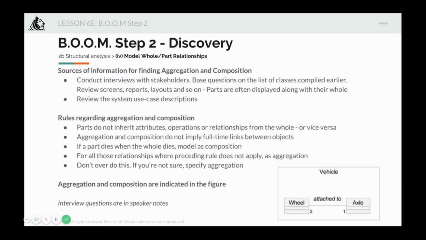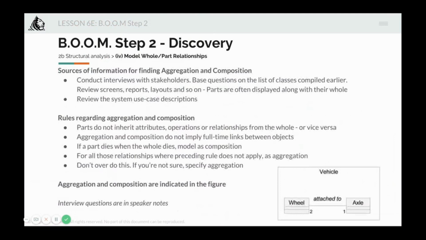If a part dies when the whole dies, model the relationship between them as a composite aggregation. For example, the relationship between a policy and the riders attached to a policy is a composite aggregation relationship. Specify any other whole part relationship for which the preceding rule does not apply as aggregation. Don't lose too much sleep over whether a whole part relationship is aggregation or composite aggregation. If you're not sure, just specify aggregation and you're good to go.